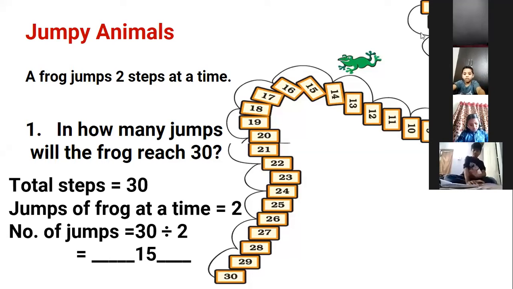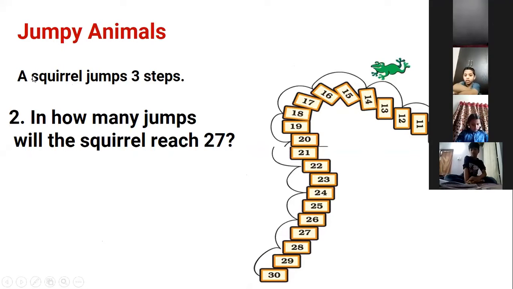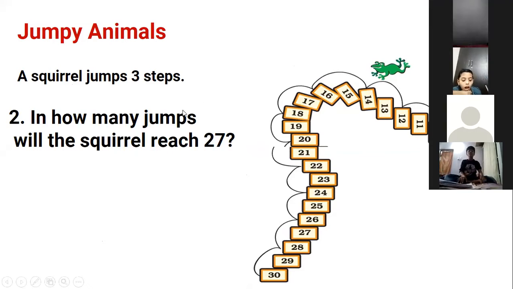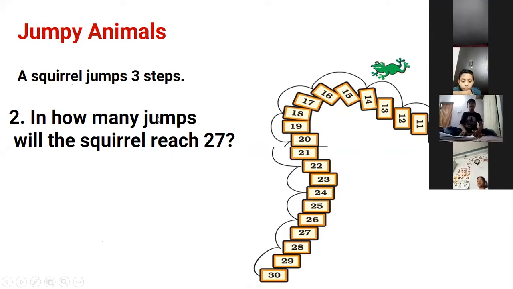Yes, very good. That also will come. Wait, next problem we are going. We are moving to the next. Now, a squirrel, in how many steps? How many steps will a squirrel take in 1 step? Now I'm going to ask Ishan. Remaining all of you mute yourself. Ishan, in how many jumps will the squirrel reach 27?